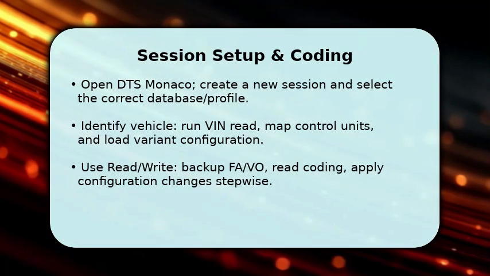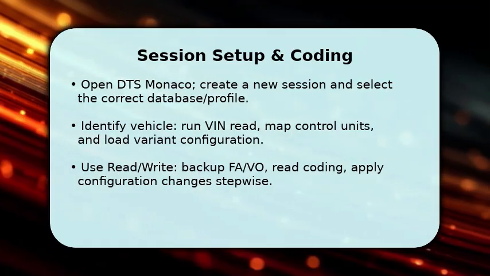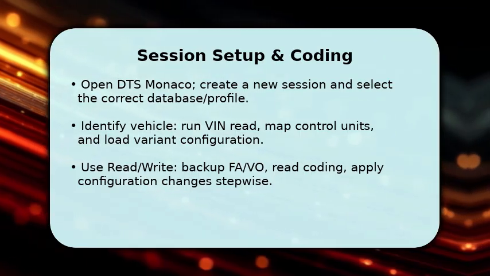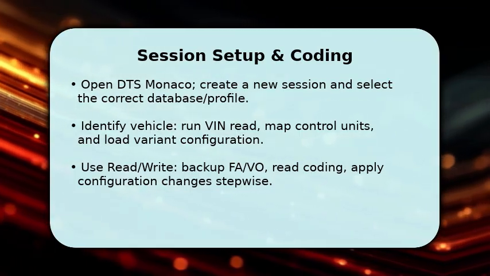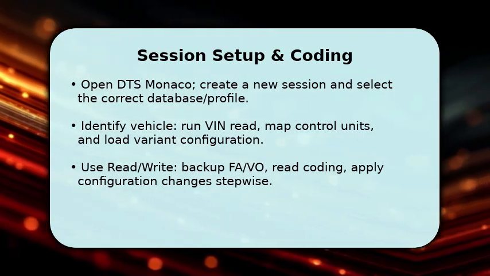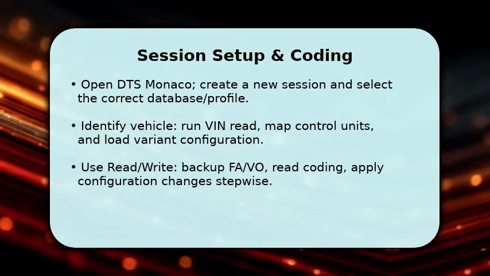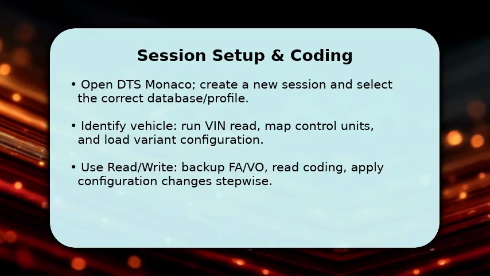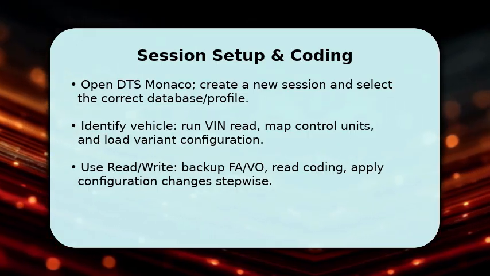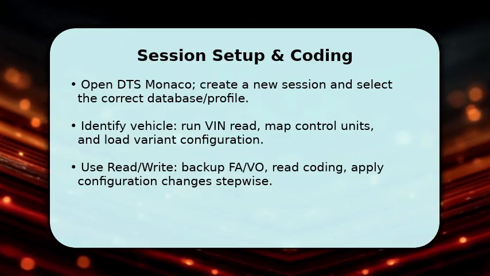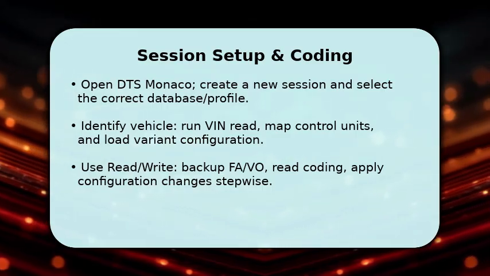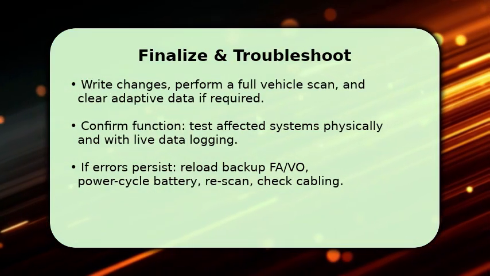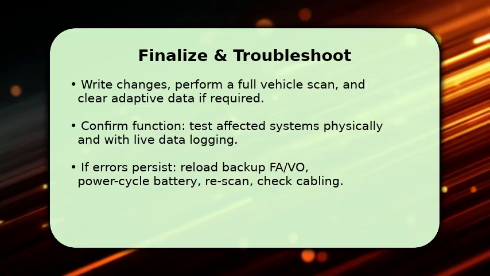You now establish a session and choose the exact database for your model because variant mismatches break coding. Start by reading the VIN and let DTS map all control units. That gives you the topology and available functions. Next, export FA/VO and perform a full backup of coding before touching parameters. When changing modules, apply edits one module at a time and use the read/write workflow so you can verify responses and avoid cascading faults. You finish by writing changes and then running a full scan to confirm no new fault codes. This ensures the vehicle state matches your edits.